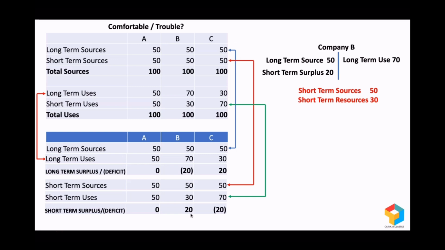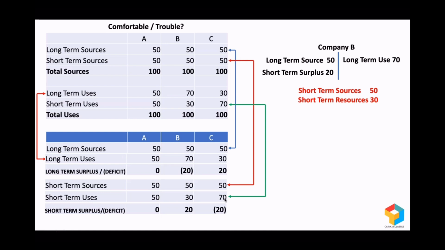But if you look at company C, they've raised 50 million long-term, they've spent only 30 million, they had a surplus of 20 million. And that surplus of 20 million along with the short-term fund of 50 million, they've created a short-term use of 70 million. And if you look at it from the other side, within 1 year they are supposed to pay 50 million, and for paying that 50 million, what resources do they have? 70 million. That's why we say company C is in a comfortable situation.